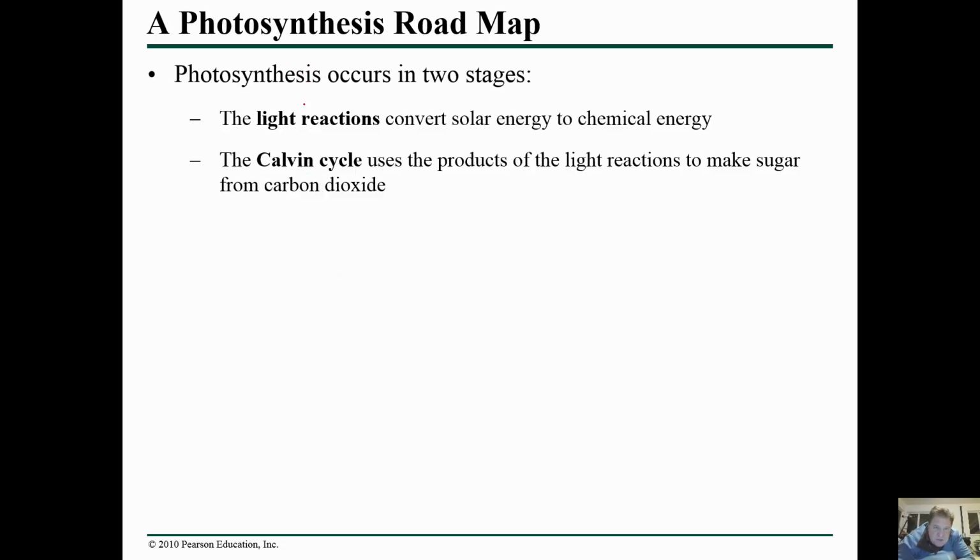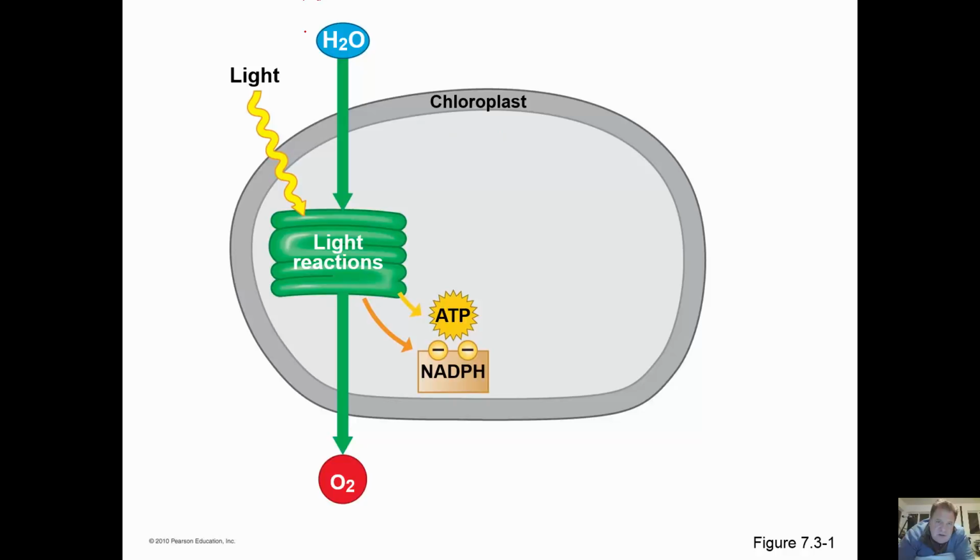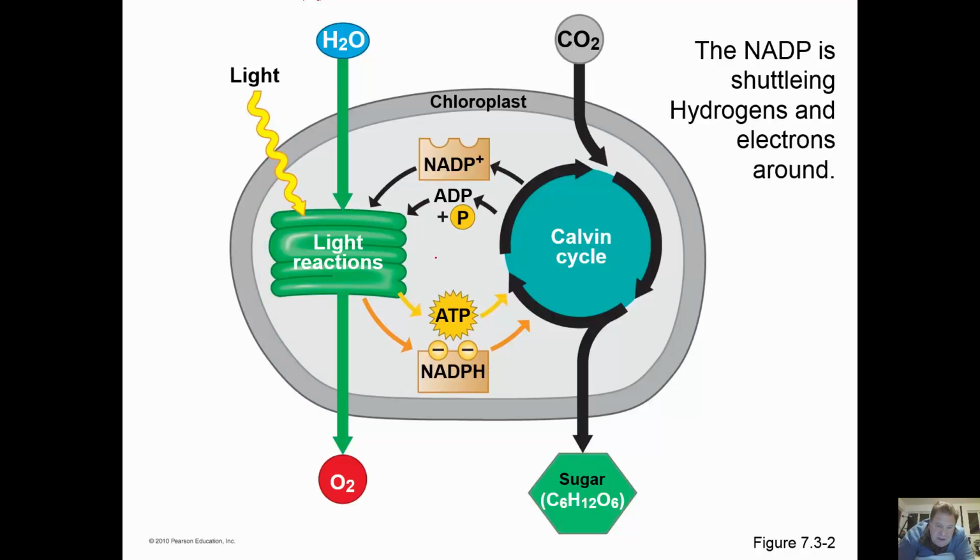Now, when we look at photosynthesis, we can divide it up into two stages. One we call the light reactions, where we are converting the solar energy to chemical energy, and then the Calvin cycle, which is where we're using the energy products of the light reactions to form sugar from carbon dioxide. So this is showing you here: the water molecule is split, the hydrogen molecules are then dumped onto NADP to make NADPH, and we produce an ATP molecule. These energy intermediates can then combine with carbon dioxide in the Calvin cycle to basically give us our sugar molecules.